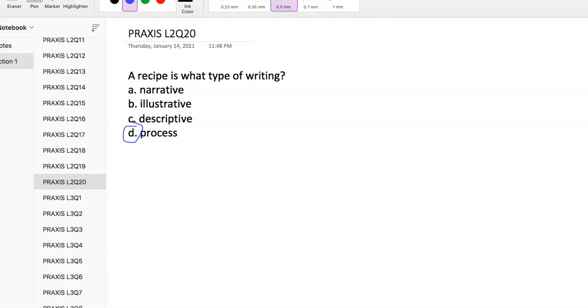A narrative will tell a story and focuses on who, what, where, when, and why. Illustrative writing starts with a topic sentence and follows up with supporting examples. Descriptive writing uses details to appeal to our 5 senses in regard to a person, place, or thing. Process writing involves how to do something, how something works, how an event took place, right? That's what we're looking at when we're talking about process writing.